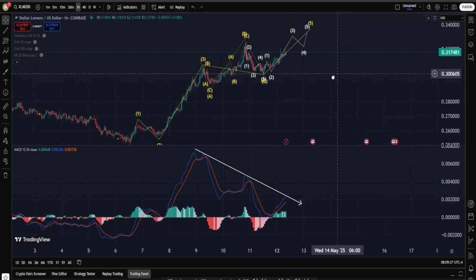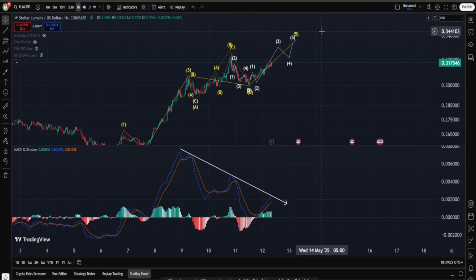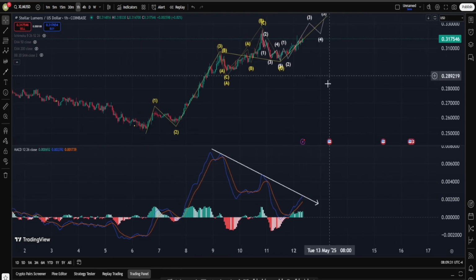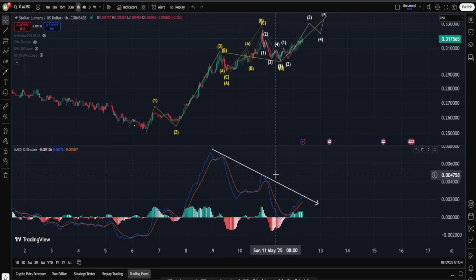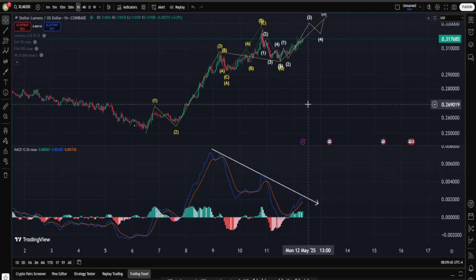However, if you want to say that this 1, 2, 3, 4, 5 is happening and we're going to get a move up, you need to see a break of this important divergence line, and that most likely is going to translate to a rather sharp and strong move on the upside in Stellar Lumens.